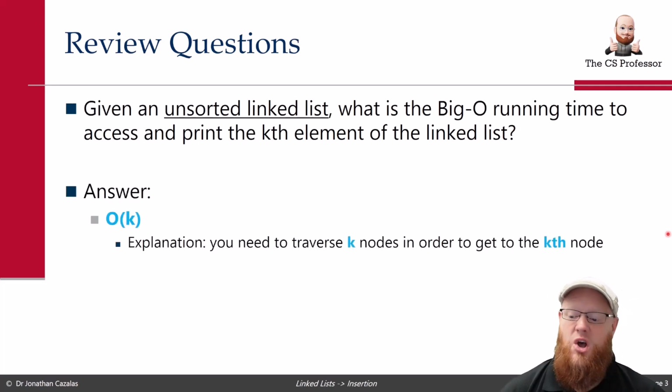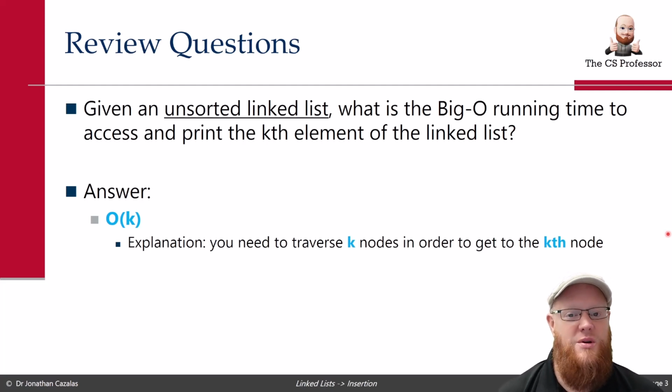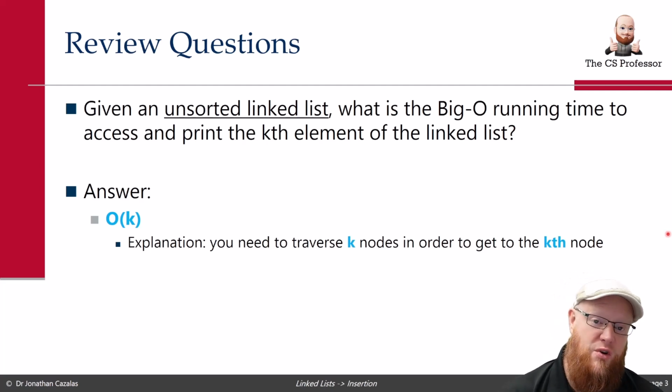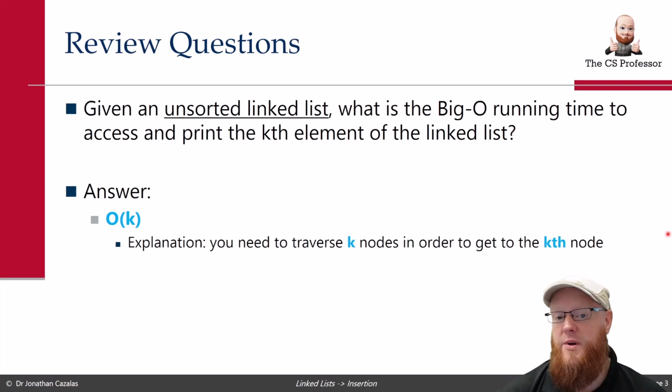The answer is O of k, where you have to define what k is, it's the kth element. So we would say it's O of k because we would need to traverse k nodes in order to get to that kth node. You can no longer directly access the values in this linked list. We have to traverse along them as we showed in that last video. So your answer here would be O of k.